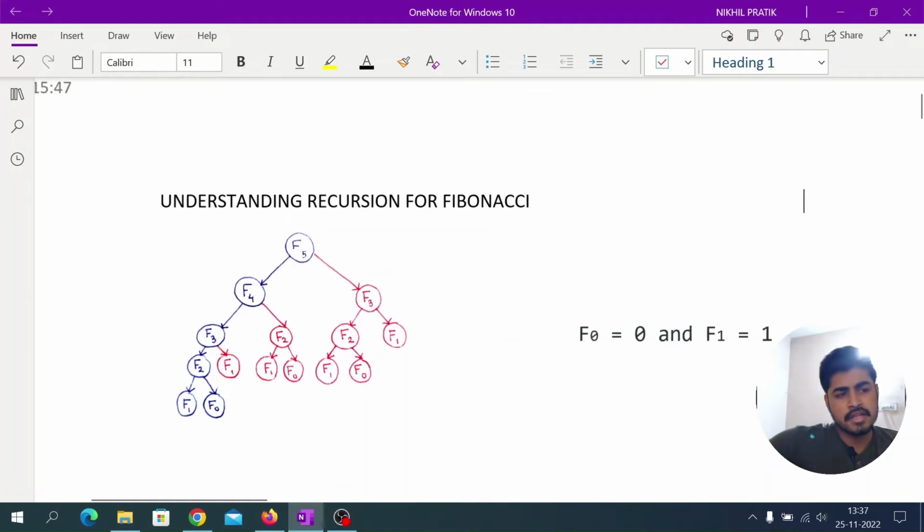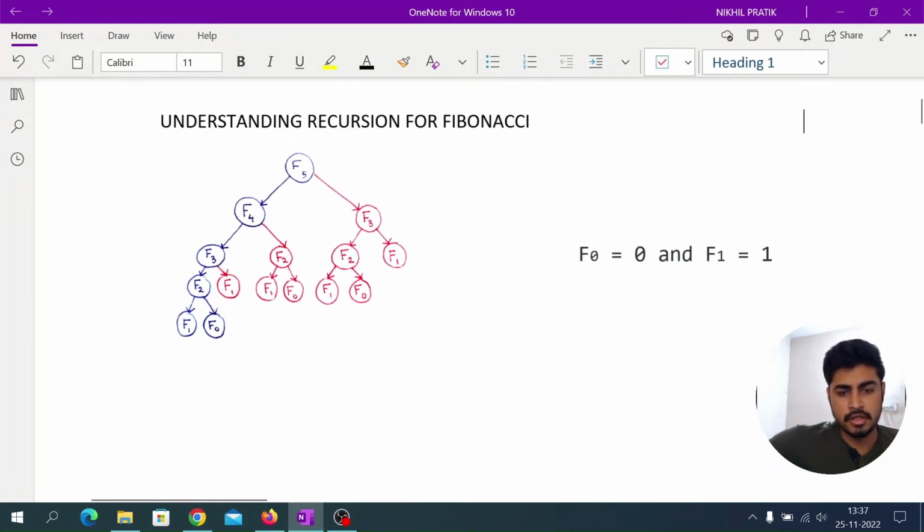So let's understand this dynamic programming problem using recursion. In this case, I am considering Fibonacci, which is a very common problem that we first solve in order to solve any dynamic programming problem. So let's dive into it and see how it works.